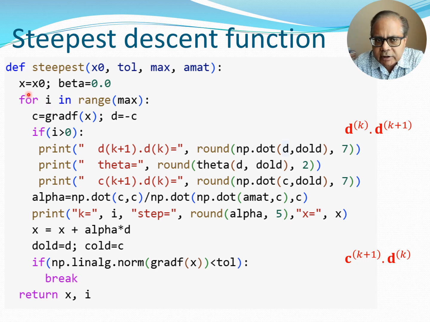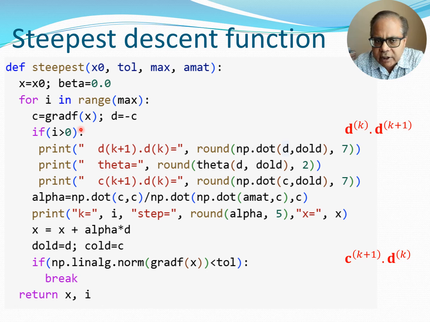This function essentially sets x as x0 to start off, and again it basically has a for loop here going for i in range max. So we are going to go through the for loop, and we are going to break out if the norm of the gradient vector becomes below tolerance. So that's the breakout condition. Now here of course we get c as the gradient vector, and then we set d as minus c. So that's the search direction.